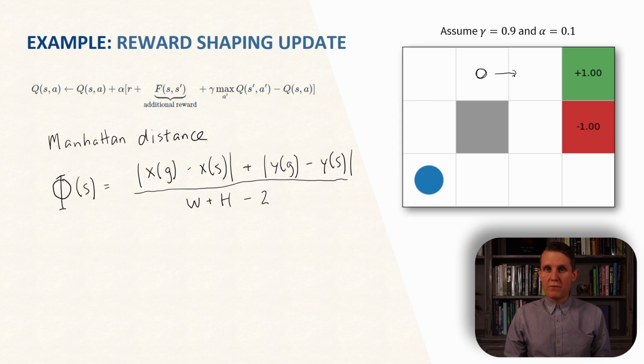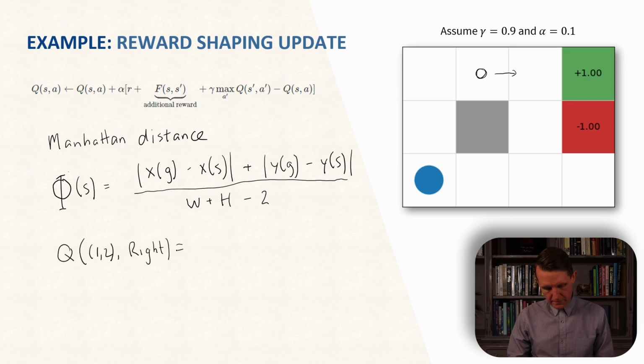Also assume this is the very first episode of training, so our Q values are all 0. We've initialized them all to 0. Without reward shaping, the update of this would simply be 0, because the immediate reward is 0 and the estimated future discounted reward is also 0. However, let's look at it with reward shaping.